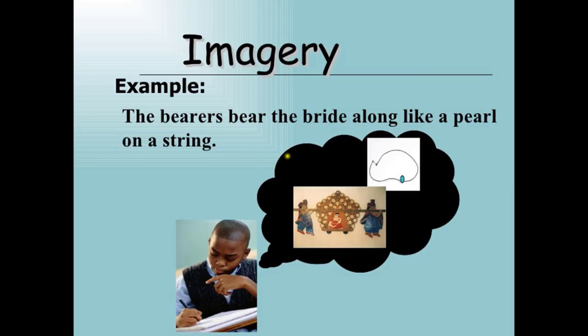Now the wooden stick is looking like a string, and in a box she is being carried away, which looks like the shape of a pearl, and the bearers are these two men. So it looks like the bearers bear the bride along like a pearl on a string. So you say, what does it mean? So an image creates a picture in your mind.